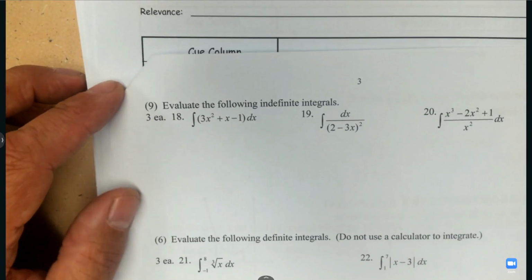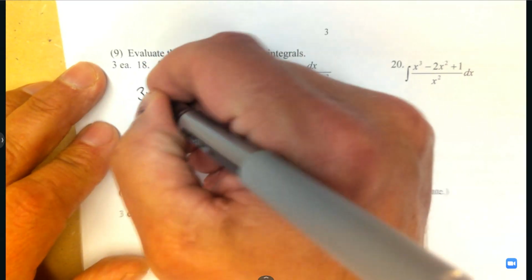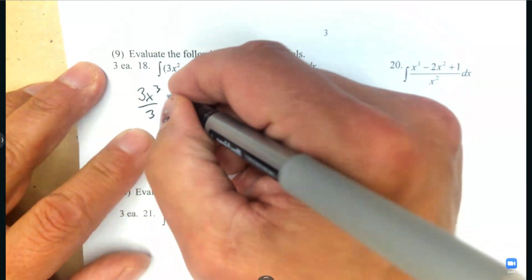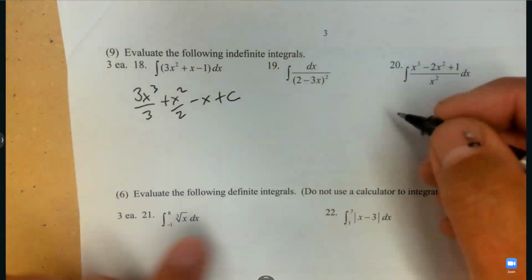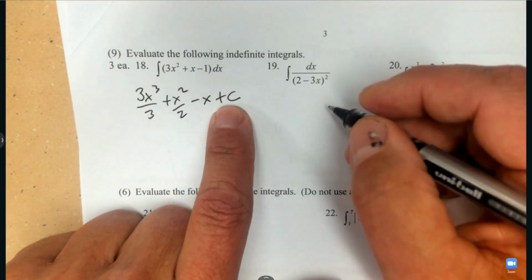Next one. Hey, 18. It's following like an order now. Can you integrate? So to integrate, we're going to add 1 to the exponent and divide. Negative 1 is negative x. And make sure you include the constant.